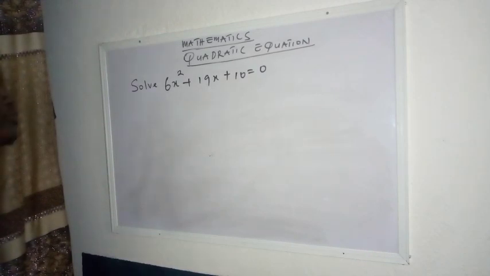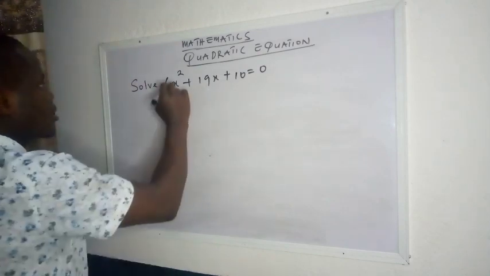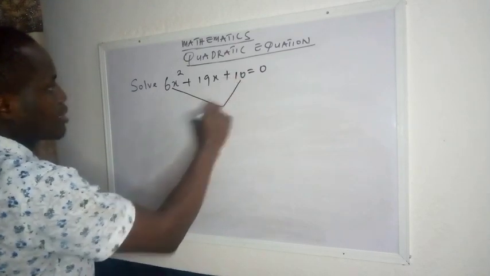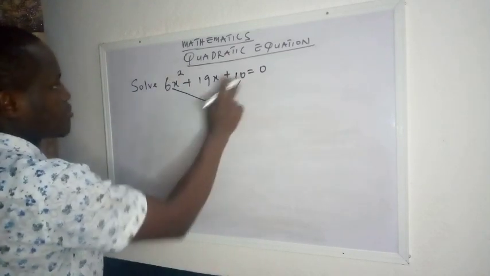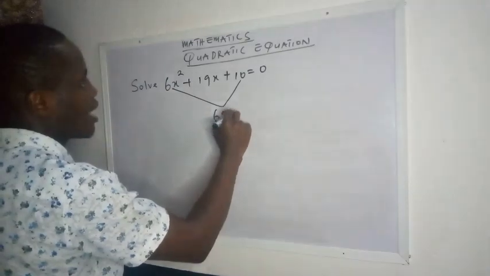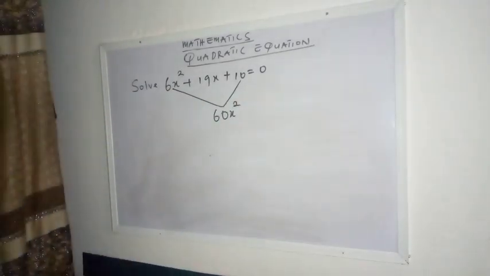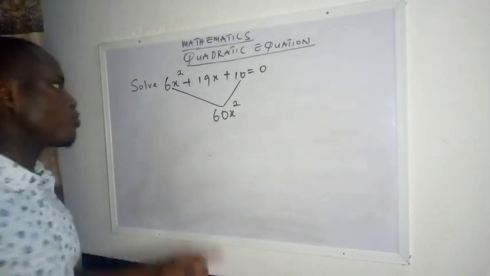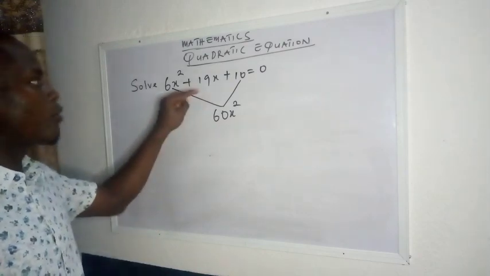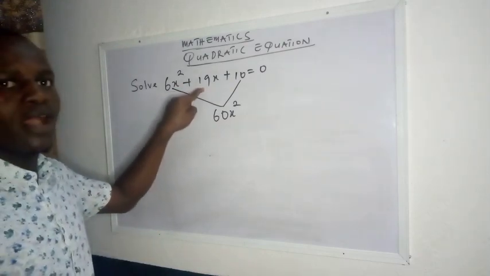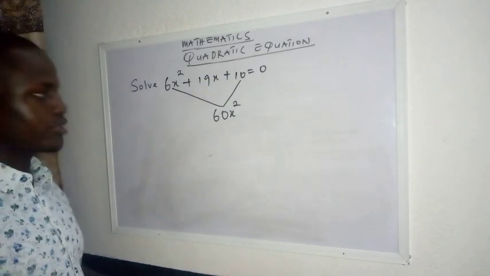Okay, next example. Solve 6x squared plus 9x plus 10 equal to 0. I'm going to follow the same process. This multiplies by this. 6x squared times 10, you have 60x squared. Next, you look for factors of 60x squared that will give you the middle term when you add or subtract.